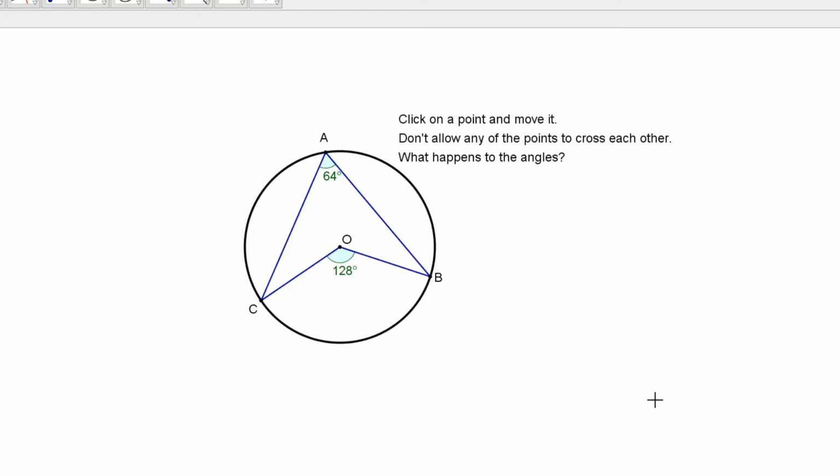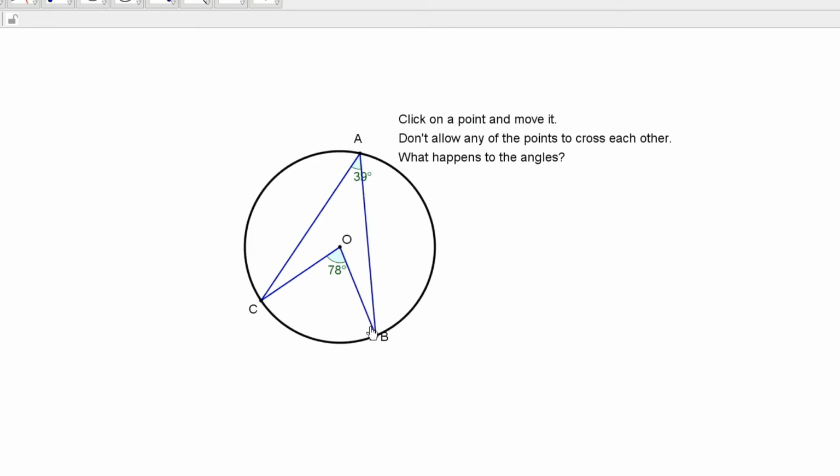I'm going to move around A, and I just want you to observe and see what happens. We can see that A is 64 and it's not changing as I'm moving A around. But what's the relationship between these two angles? You can see that the angle at the top, the angle at the circumference, is actually double the angle at the center. For example, if I reduce this to something like 8 degrees, you can see that the angle at the center is double that angle.